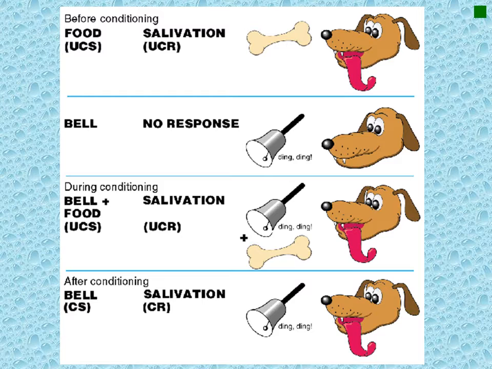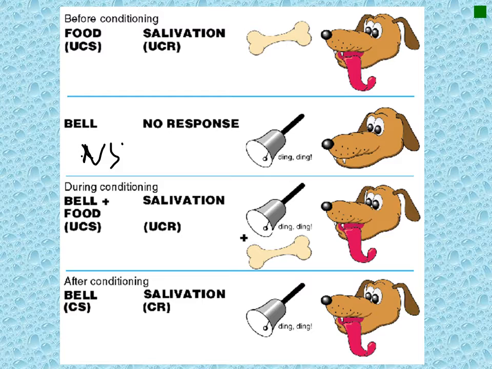Equally, if you ring a bell around a dog, the dog will give you no response, and we call that a neutral stimulus, because at this point, the bell means nothing to the dog. However, if you pair giving the dog that food with the ringing of a bell and you repeat this over and over again, the dog will salivate.